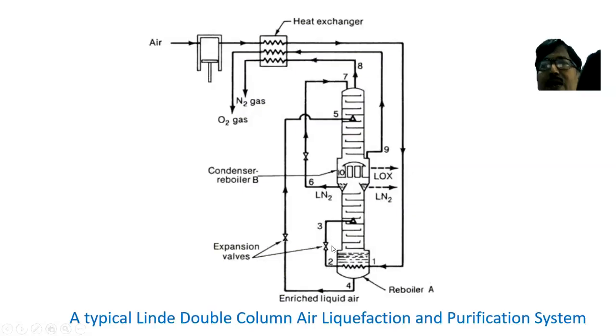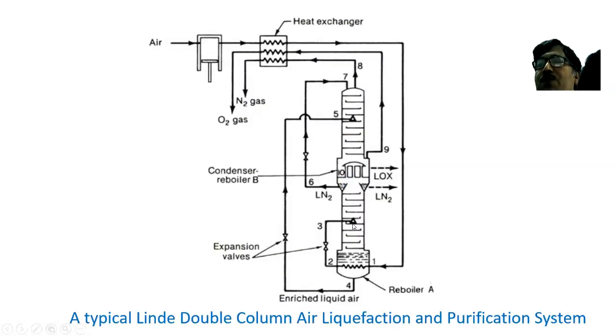When this air is expanded, part of it will be liquefied and part of it will remain as vapor. That vapor fraction will go up and interact with the liquid nitrogen which is flowing down. The purity of that vapor is mostly nitrogen, so that will be increased, and after condensation we will get liquid nitrogen here.